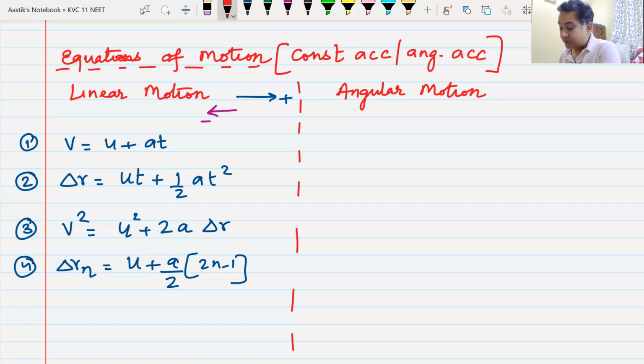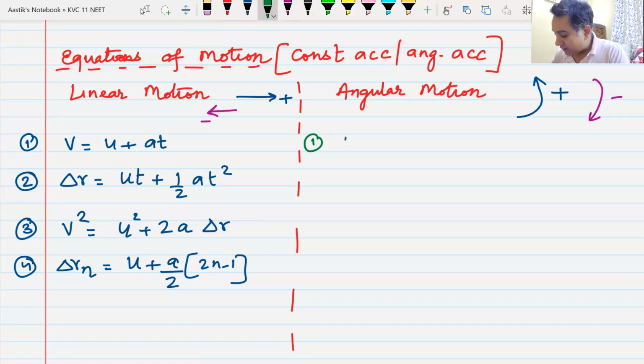These were the equations for linear motion. We have similar equations for angular motion. The only thing we have to remember is the sign convention. Here the sign convention is anti-clockwise is positive and clockwise is negative. Do we understand this?